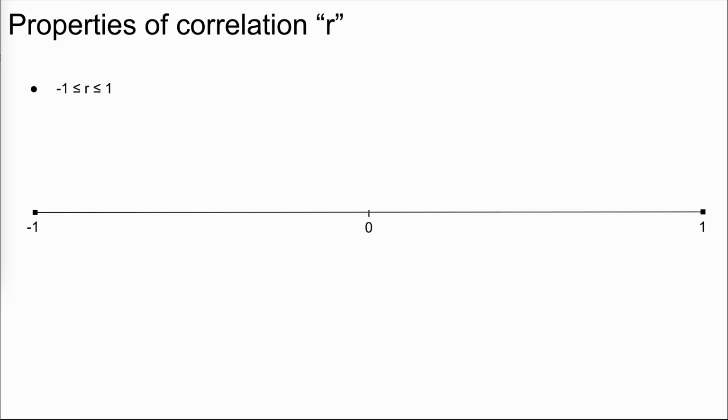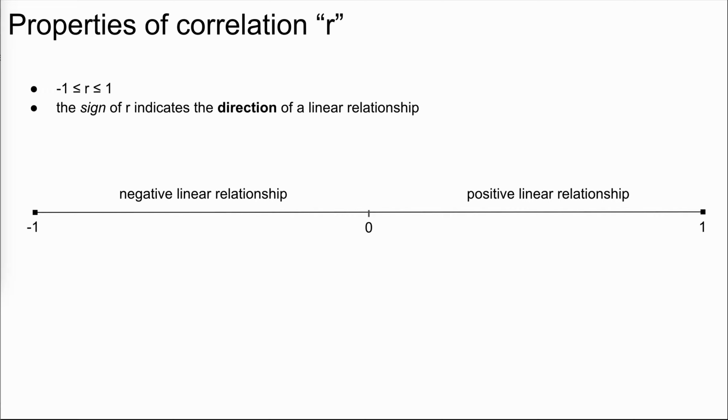Let's check your intuition. First, correlation ranges from -1 to 1. The sign of the correlation indicates the direction of a linear relationship. For example, a correlation below 0 indicates a negative relationship, and a correlation above 0 indicates a positive relationship. Further, the magnitude of the correlation, or its distance from 0, indicates the strength of a linear relationship.